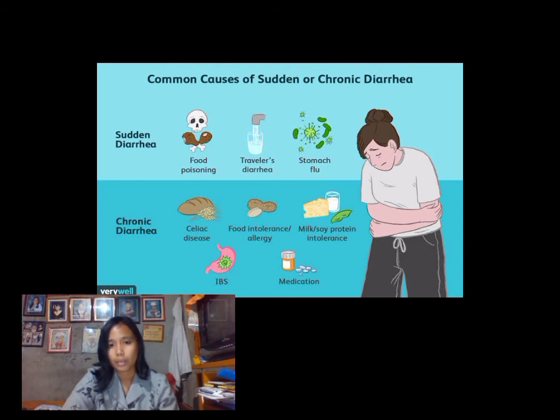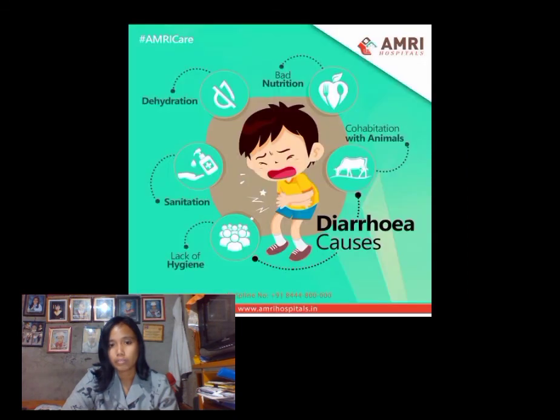Diseases that affect the stomach, small intestine, or colon, such as Crohn's disease. Problems with how the colon functions, such as irritable bowel syndrome.